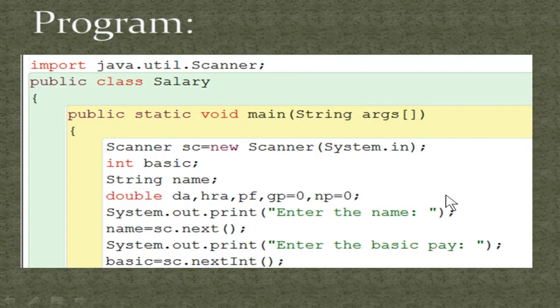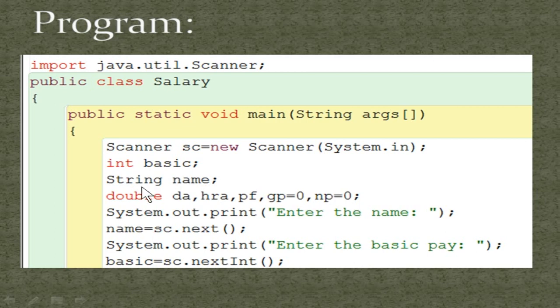Now you are going to see the program. We have divided it into two halves. So the first half is the input declaration and input statement. As the question says, you have to input the name and basic pay. So this we already discussed. This is the import statement to include the scanner class, and then you have a class called salary. Then you have the main method. Then you can create a scanner object and declare all the variables which you need in the program.